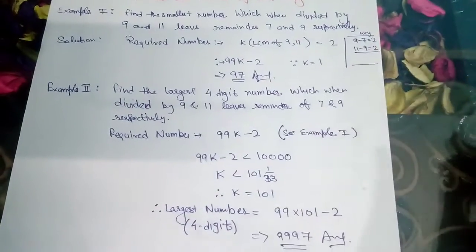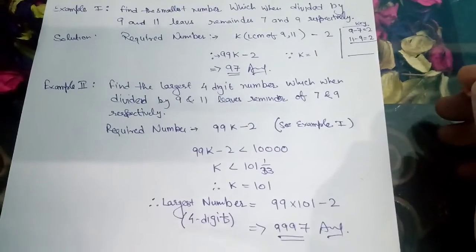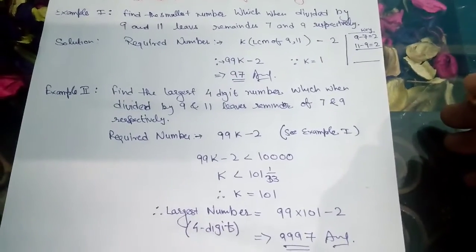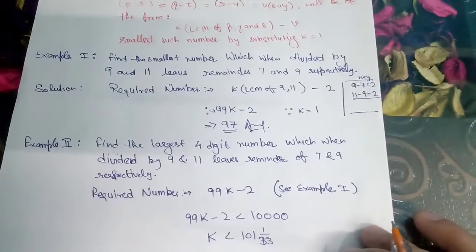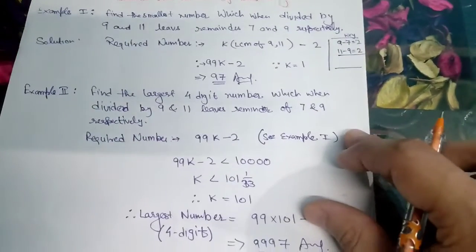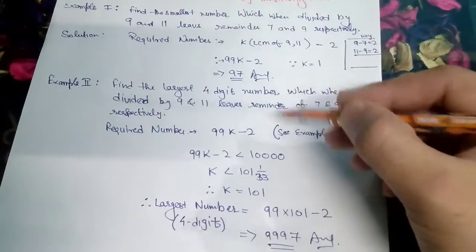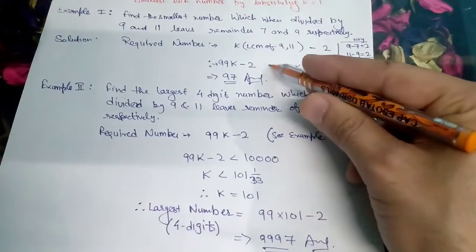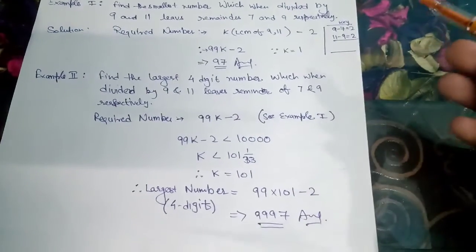Now moving on to the second example: find the largest 4-digit number which when divided by 9 and 11 leaves remainder of 7 and 9 respectively. Now the question is the same as the previous. Now we have to calculate the largest 4-digit number. The required number will be of the form 99k minus 2, as you have seen in example 1 that we have calculated here. 99k minus 2 is less than 10,000.